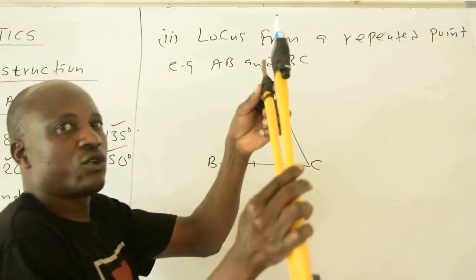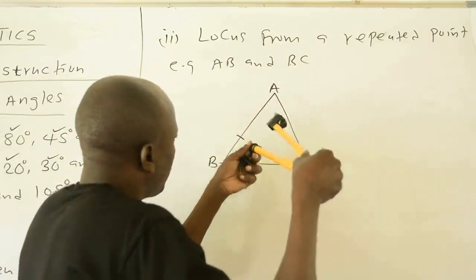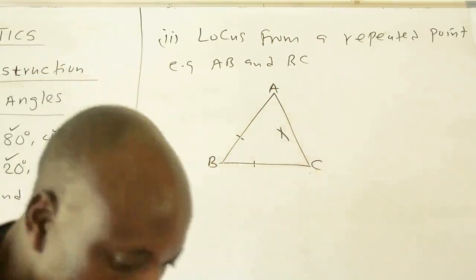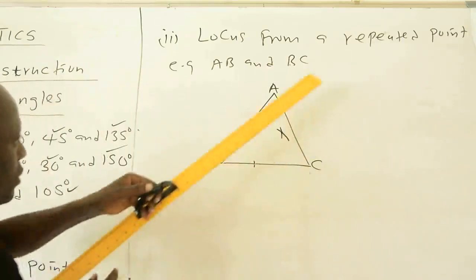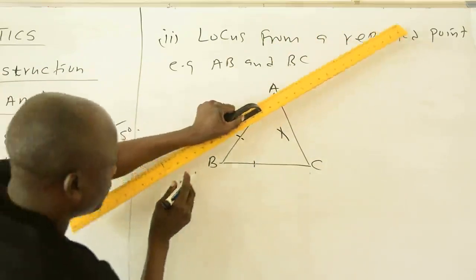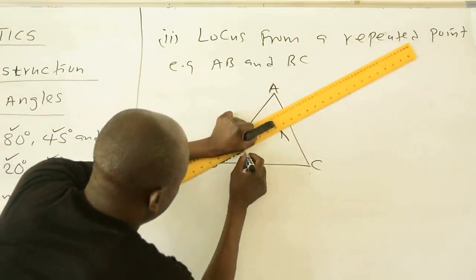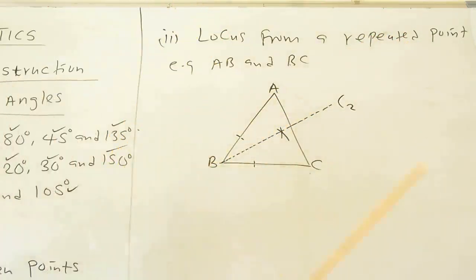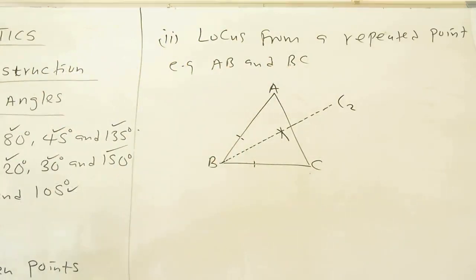Extend the radius of your compass. Place it at this place. Cut an arc. Take it back here. You cut an arc. Then you mark the intersection. Then you use your ruler. Join from B using dotted lines. So this is L2, locus L2. Since point B is repeated, we bisect angle B.